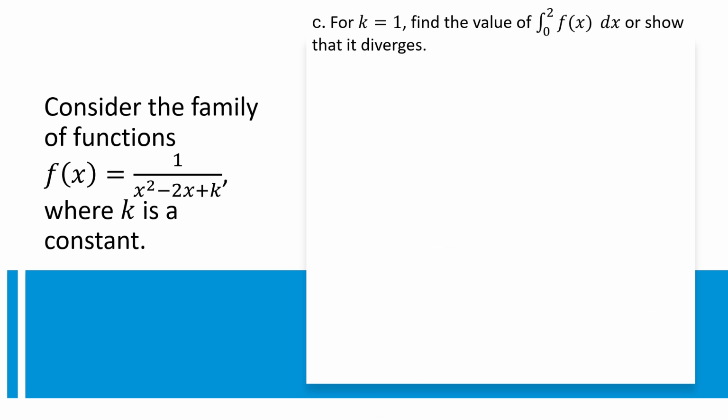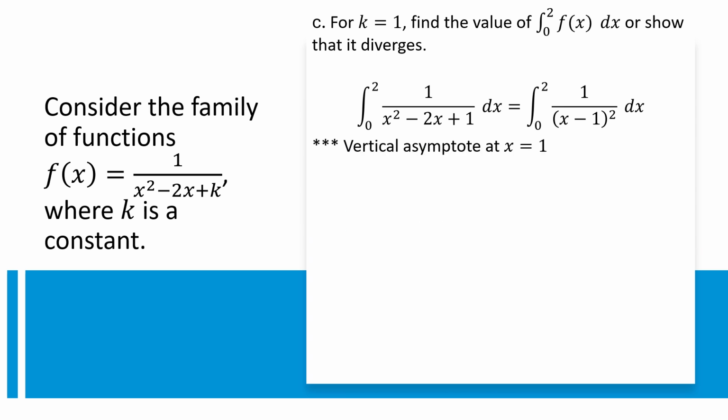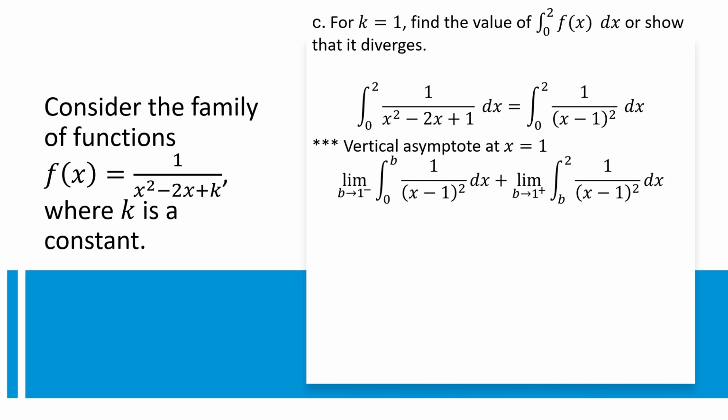All right, part C, same type of question. They said let k equals 1 and integrate again from 0 to 2. This one's a little bit different because when I factored my denominator, I got x minus 1 squared, and I recognized that I had a vertical asymptote at x equals 1. And I know that's problematic because my bounds on my integral go from 0 to 2, and 1 is in the bounds, which means I have to do improper integrals.